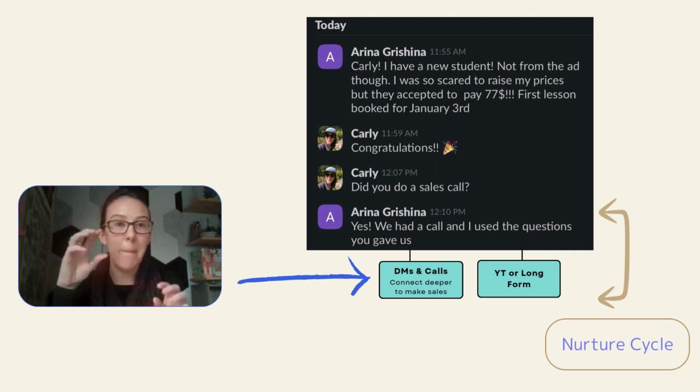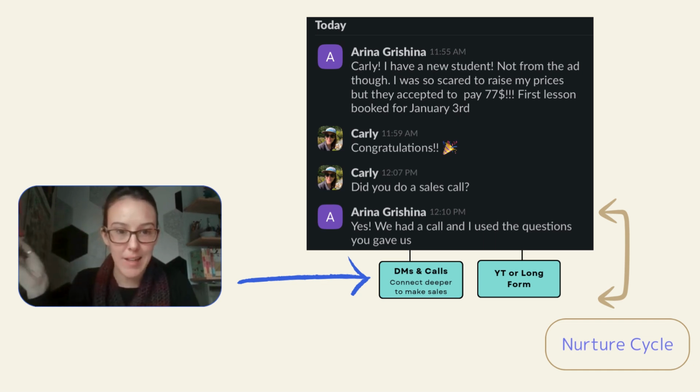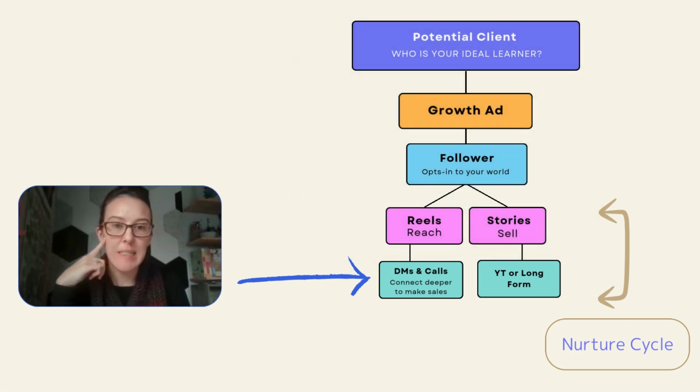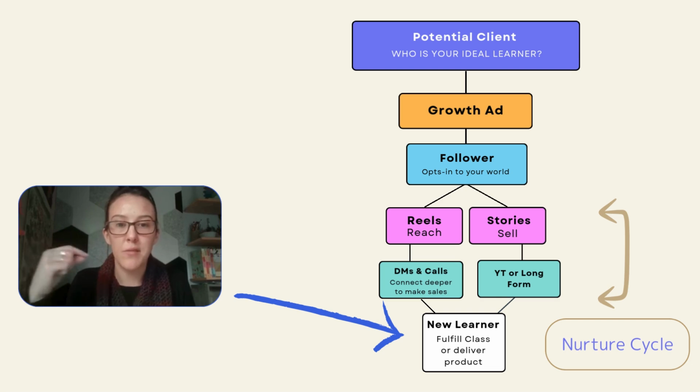So that can be a big lever that you can pull. Sending a quality opening DM could double or triple your business without changing anything else. So at some point in this nurture cycle, you will make a sale. It likely will be through a DM chat or on a call, or perhaps you'll post something for sale in your stories and you will have a buyer. So at that point, all you need to do is fulfill the class or deliver the product.